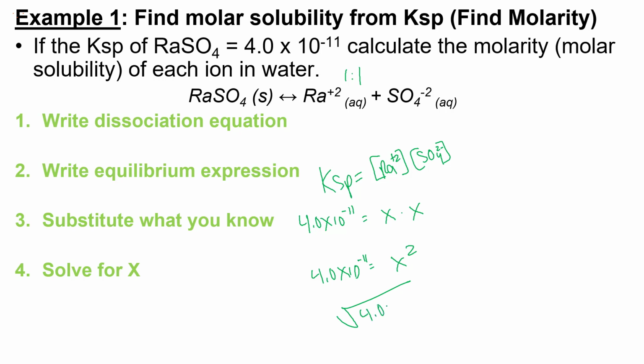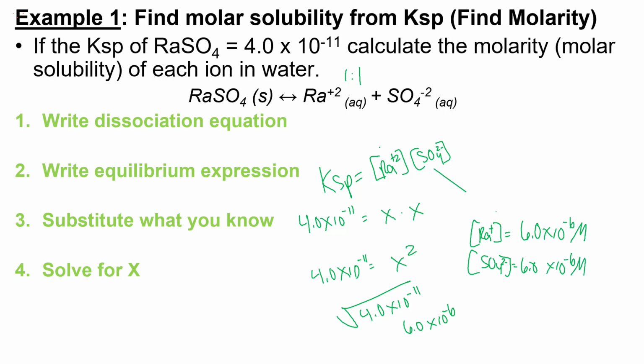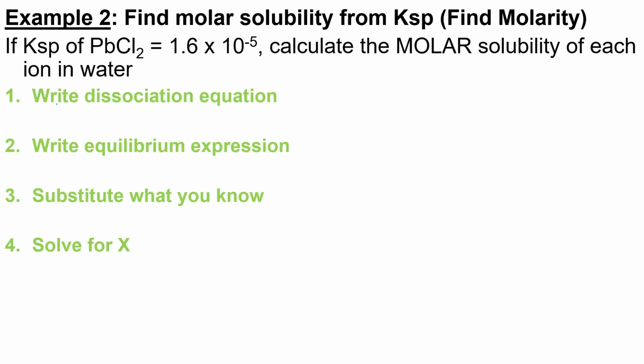And if I take the square root of 4.0 times 10 to the minus 11, I wind up getting 6.0 times 10 to the minus 6. Now, what does that answer mean? Well, that answer means the concentration of radium in solution is 6.0 times 10 to the minus 6 molar, and the concentration of sulfate would also be 6.0 times 10 to the minus 6 molar, because remember, they dissociate in a 1-to-1 ratio.